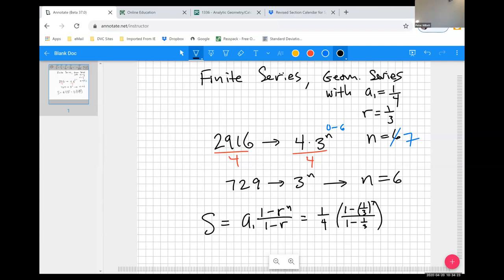Questions, comments, discussions about this example for a finite series? From A3, we'll have to definitely do one with an infinite series next. Questions at all?